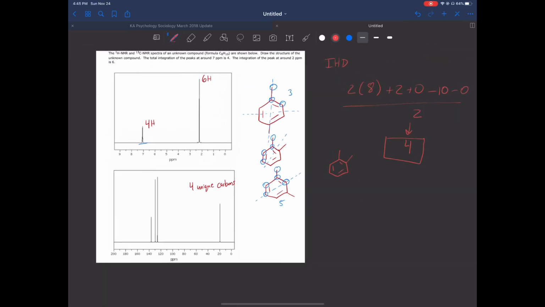So you guys see we went through an entire example of using both CNMR and HNMR. We talked about integration in this one, that was given, and IHD. So this is a very good question, and something like this could very well come up on your test. So be prepared. All right.